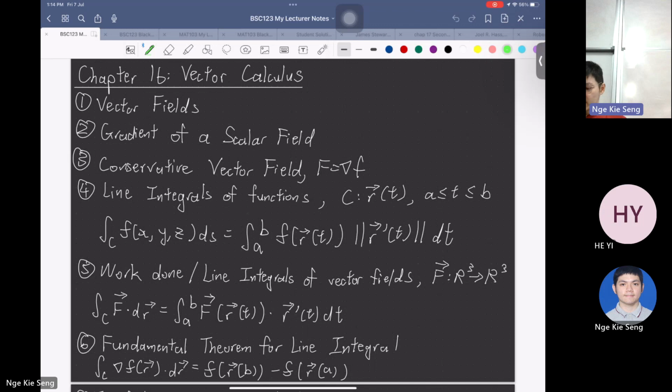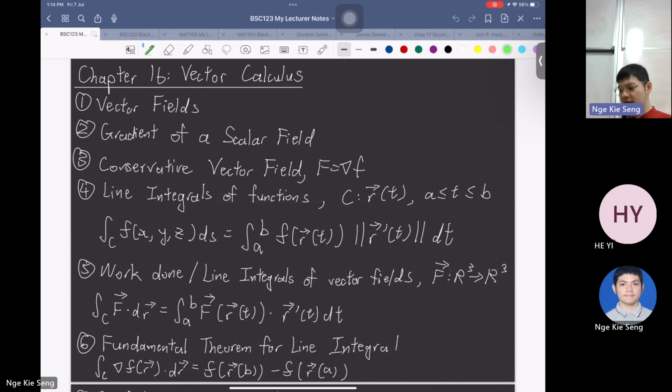And then what else? Next, we do line integrals. So in a line integral, we don't integrate over x anymore. Our x moves in 3D space. So how do we integrate over 3D space? You need to parameterize your curve, make it into 1D.